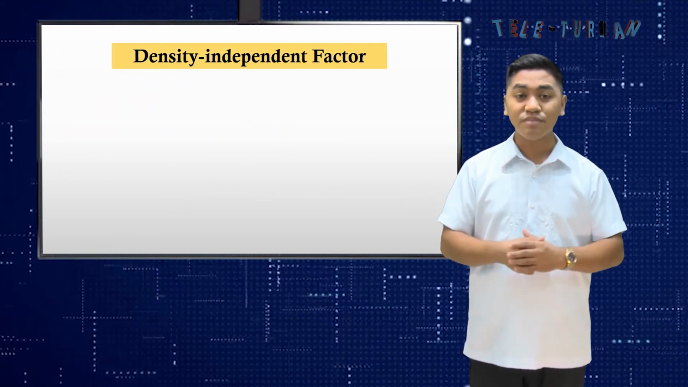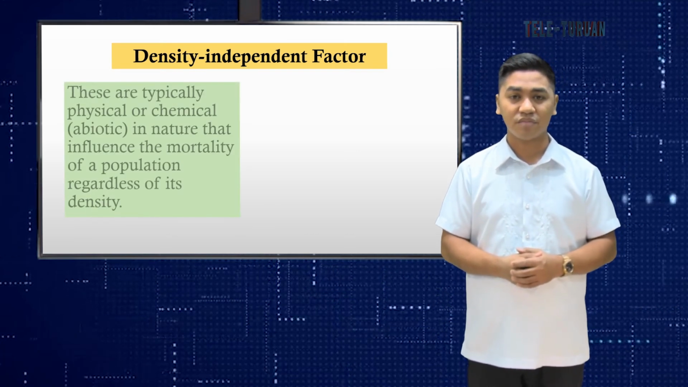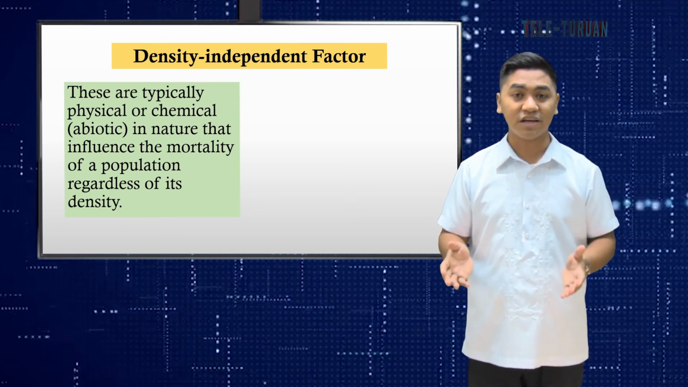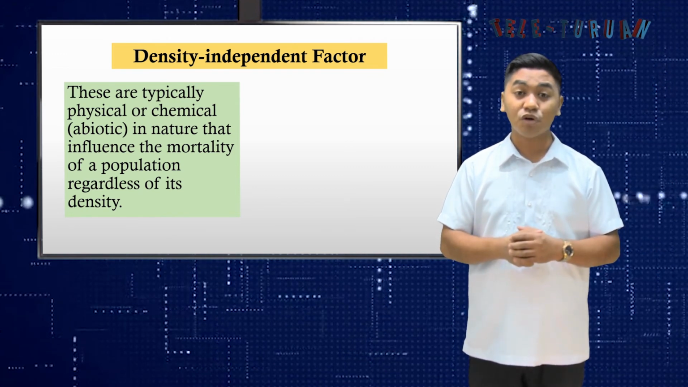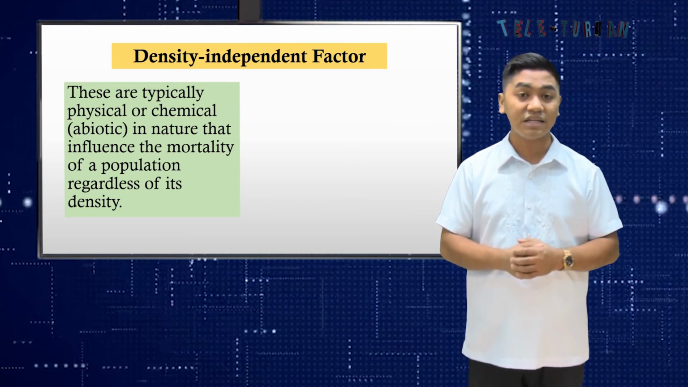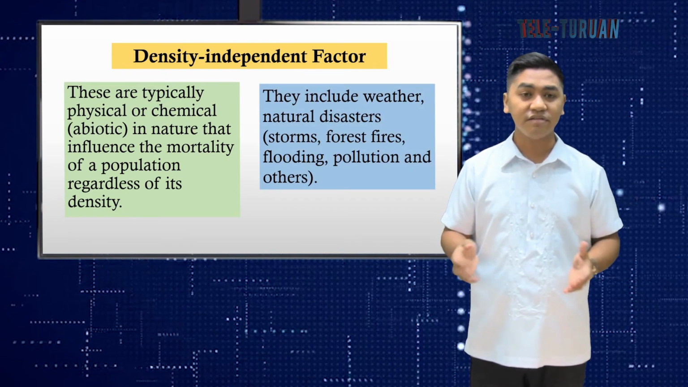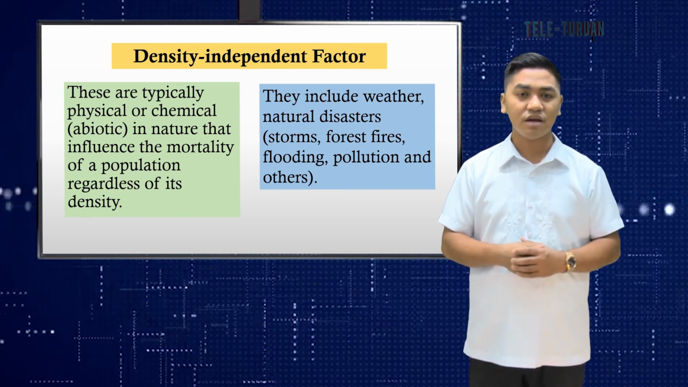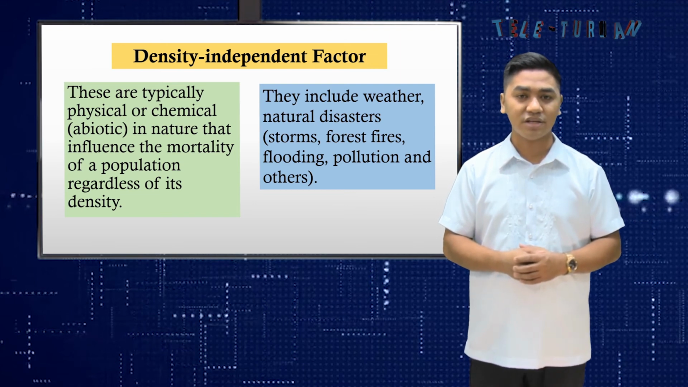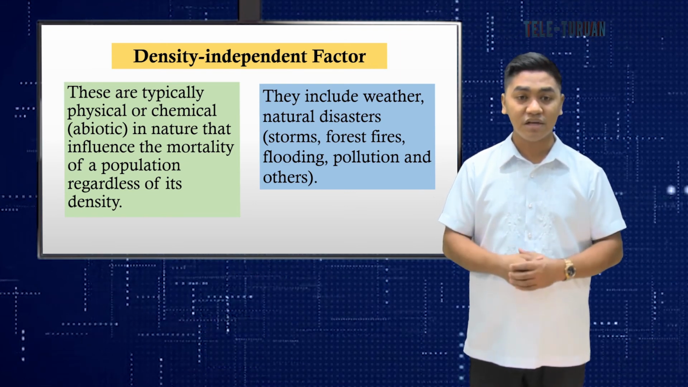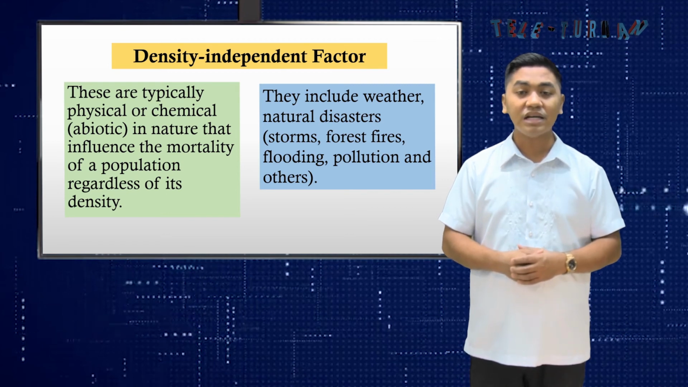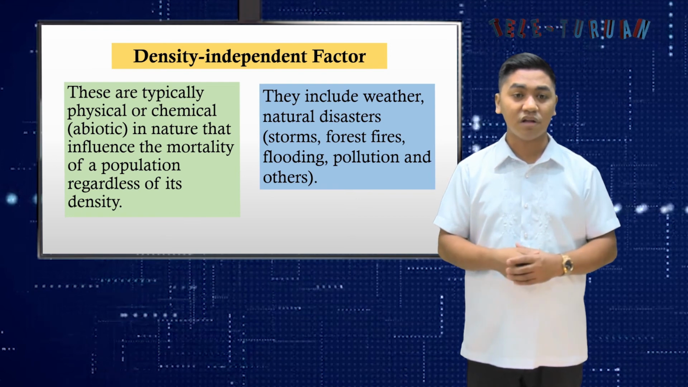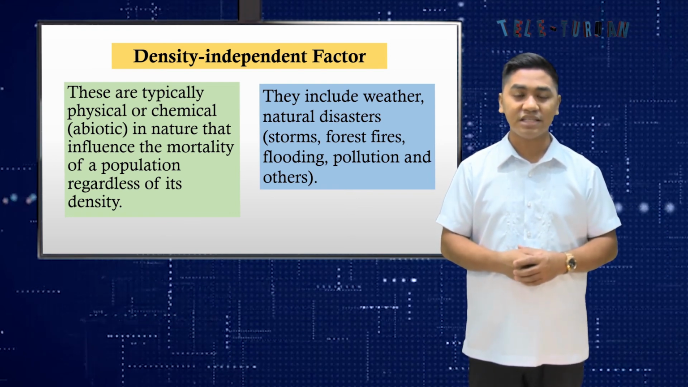Then, we also have density-independent regulation. These are the factors that are typically physical or chemical in nature that influence the mortality of a population regardless of its density. They include weather and natural disasters, such as storms, forest fires, flooding, pollution, and others. Example, a bird may be killed during an oil spill, regardless of how many birds were present in that area. Its chances of survival are the same whether the population density is high or low.